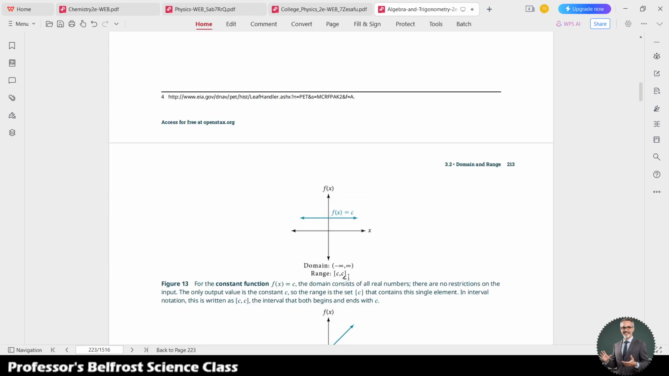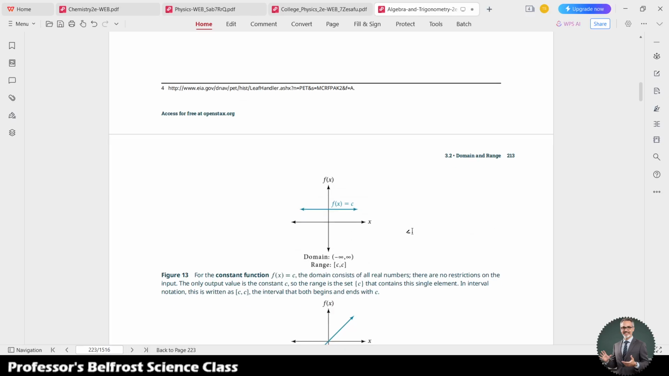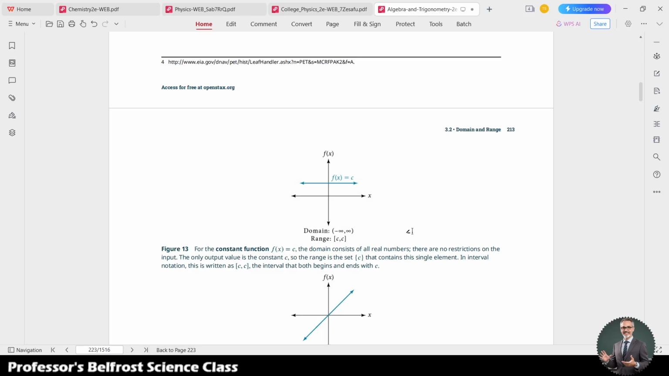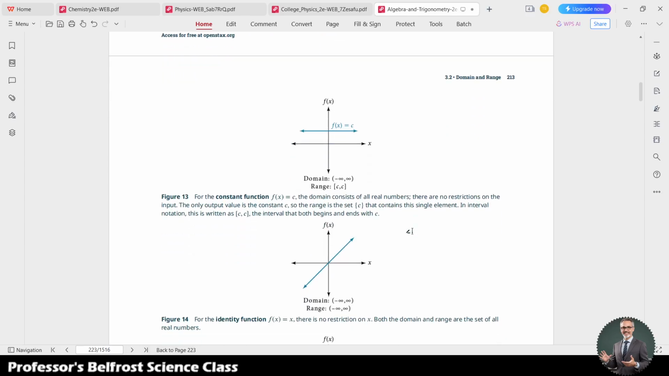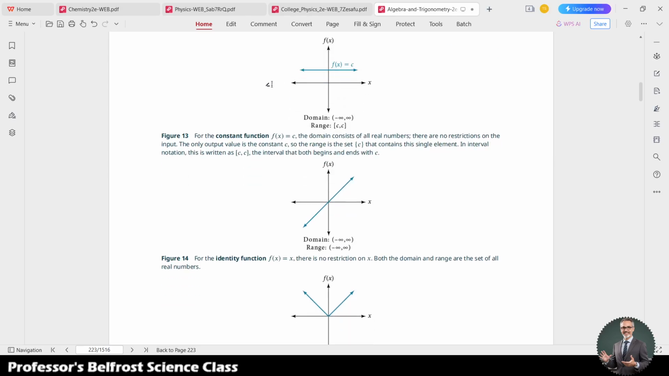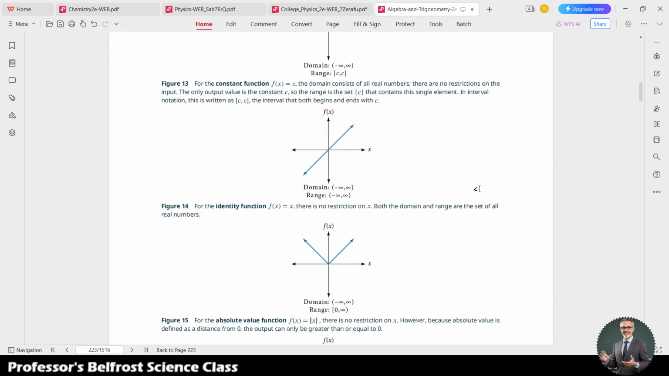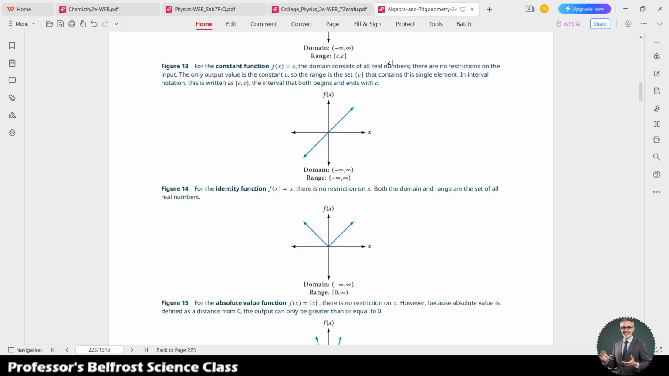And the range is the same. For all x values, the y remains the same, so it is the constant itself. For example, in the example that I told you before, it is 2. How about this identity function? The identity function f(x) equals x. So actually, the domain is the same.